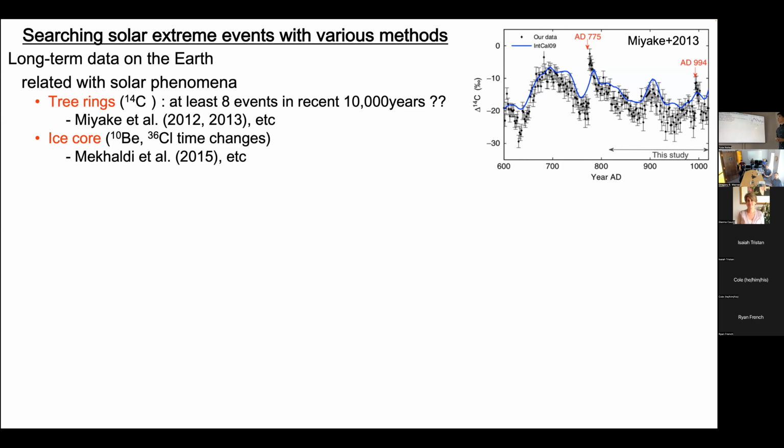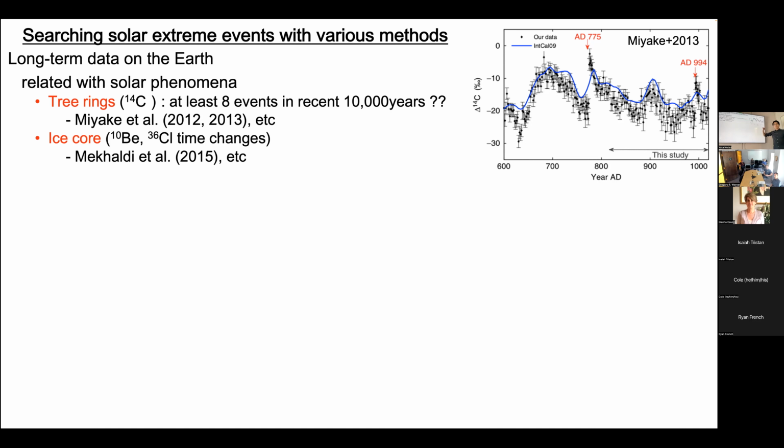So now people are studying long-term data on the Earth related to solar phenomena, especially radioisotope measurements, carbon-14 in tree rings and also beryllium-10 in ice cores. And this is one example of carbon-14 measurement results with one-year time resolution. There are some long-term changes caused by long-term solar activity. But there are sudden increases of carbon-14 amount.